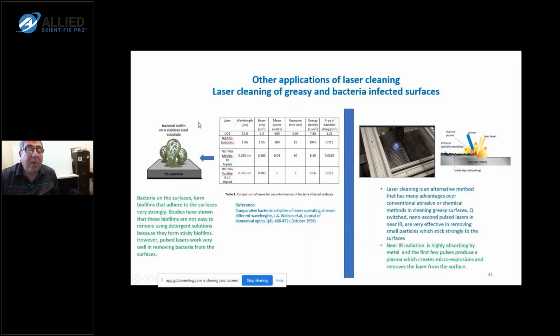There was also a paper on bacteria infected surfaces where they used several different types of laser, including CO2 laser and neodymium YAG at 1064 nanometers, and its second and third harmonics, at 355 nanometers. And they found that these sticky biofilms, which are not easy to remove using detergent solutions, are easily removed by CO2 laser, and also neodymium YAG laser at the fundamental wavelength did a good job at removing and cleaning these surfaces.